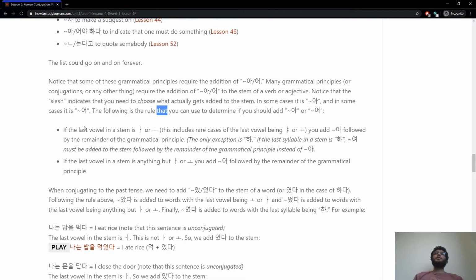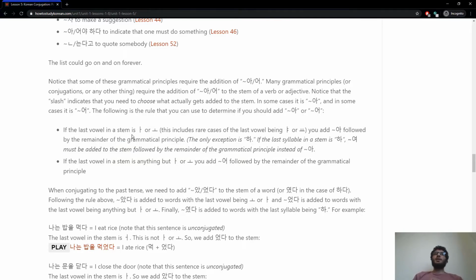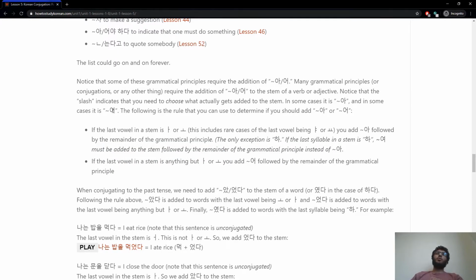The following rule is how you determine which. Basically, the way I remember it is if the last vowel in a stem is a or o, including the rare cases of the last vowel being ya or yo. Actually, I don't know of a single word stem that ends with yo. I probably do, but I can't think of one off the top of my head. Anyways, back to the rule. If it ends in one of these two, you're going to add a. And if it ends in anything else, you're going to add o.